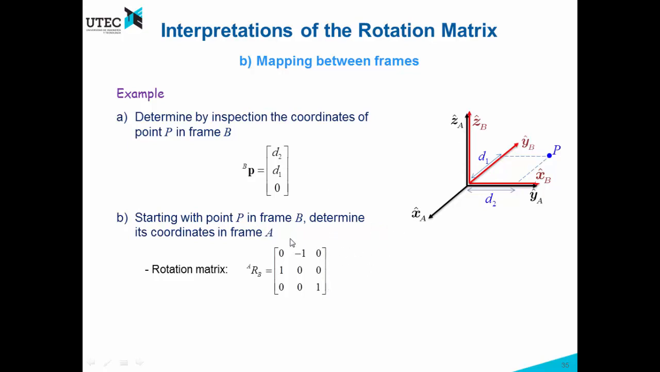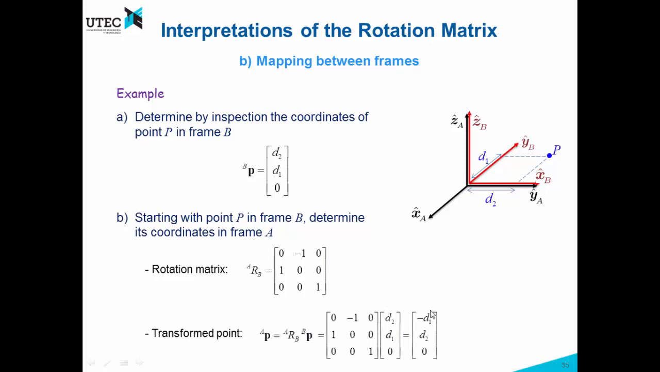Now what we have to do is multiply the point so that we transform it from B to A. So we have to do this. Now we can do this numerically. We just replace the numbers and we obtain this. And you can verify by inspection that this holds true, because in the frame A, which is the black one, you can see that in X there is minus D1, and in Y there is D2, which is what we obtained, minus D1 and D2.